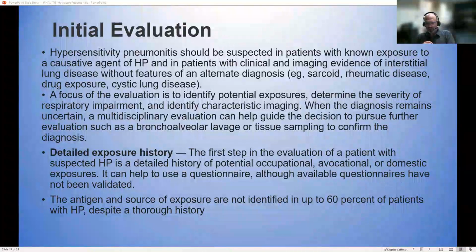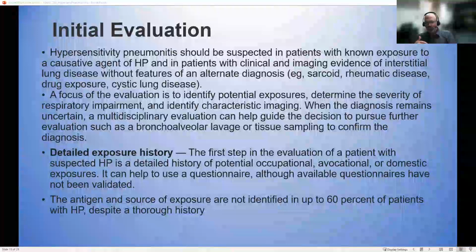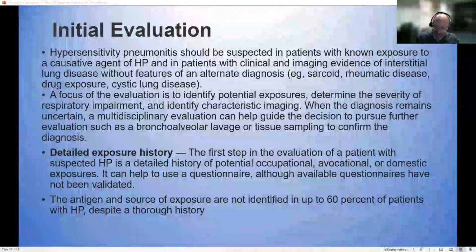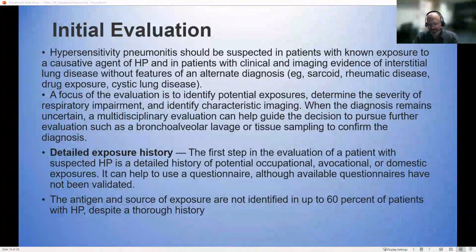Antigen and source of exposure are not identified. This is another one that's frustrating. Antigen and source of exposure are not identified in up to 60% of patients with HP, despite a thorough history. So I know, I'm glad I'm on the computer and you can't stab me for this one. As I tell you that, hey, you should get a good history, but 60% of the time we don't find it. Next slide, please.